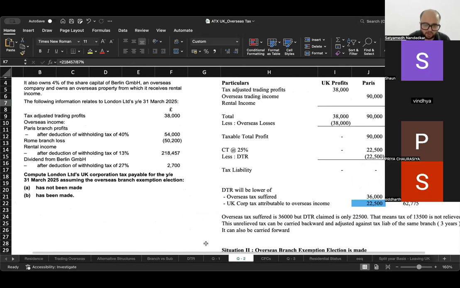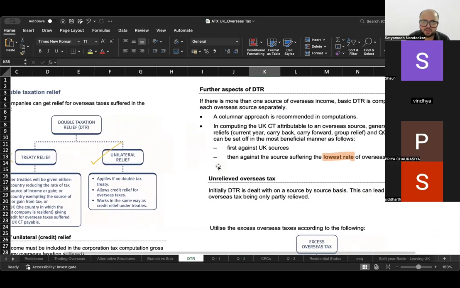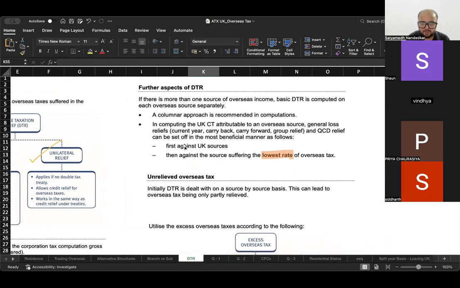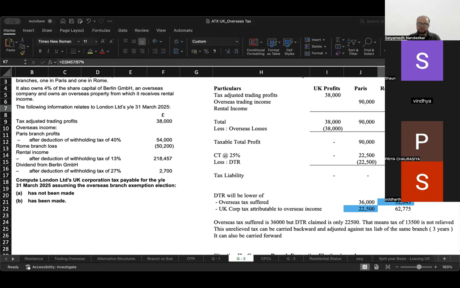The overseas loss, by the way, there is a specific sequence for adjusting it. How should it be adjusted? First against UK incomes and then against the source suffering the lowest rate of overseas tax. So, while 50,200 is your loss, adjust it against UK profit first and then against that source which has suffered the lowest rate of tax. The dividend.